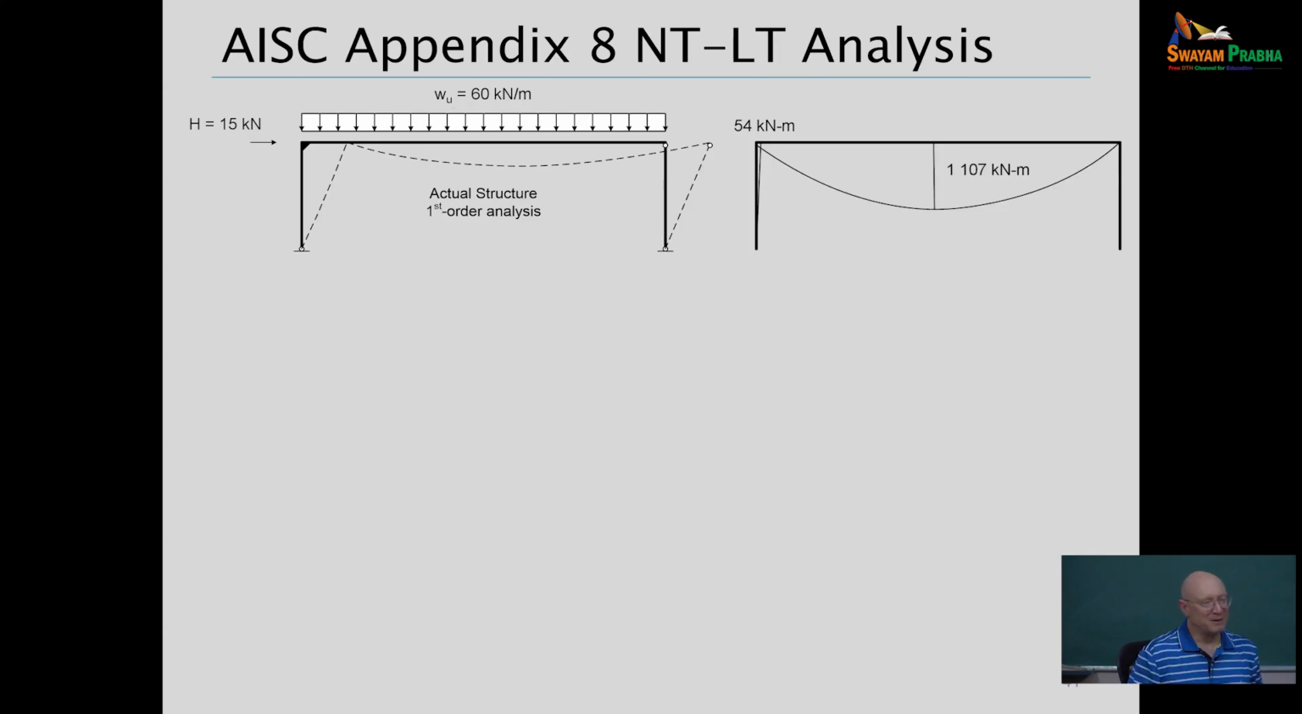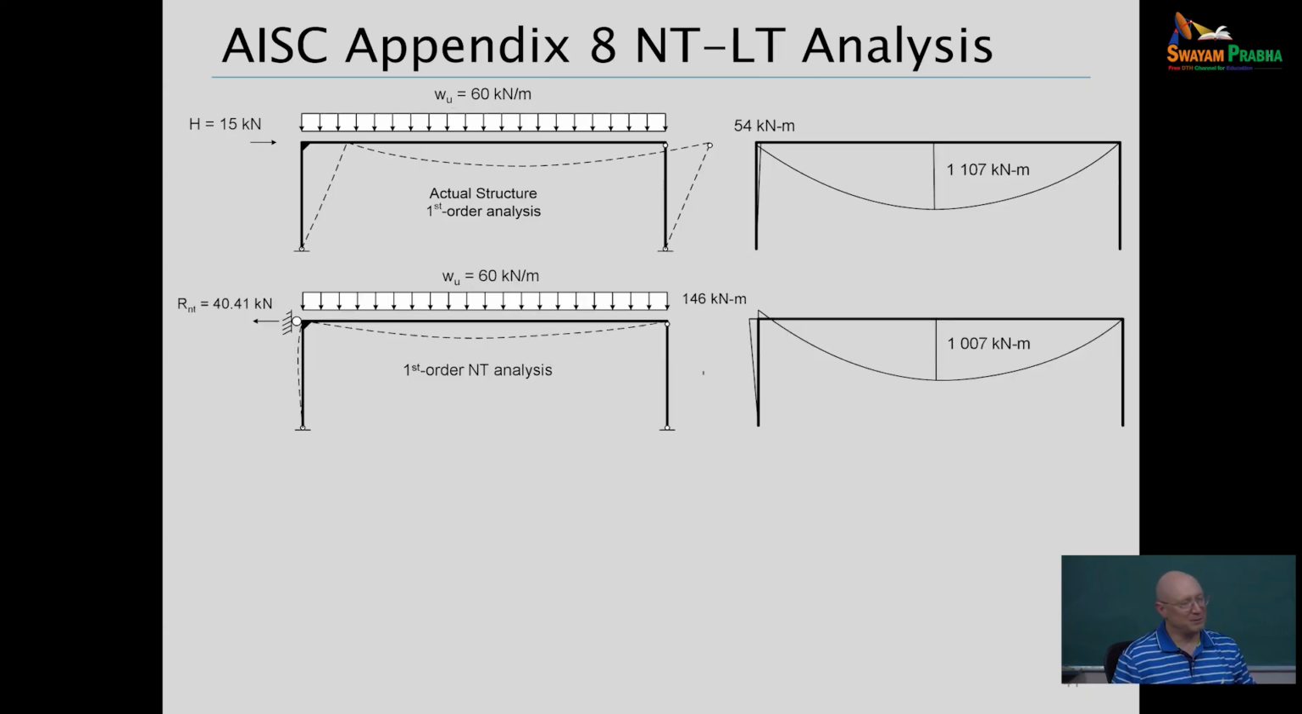And then another group of practicing engineers will say, no, we should have that in there. So it's been staying. All right. So NT-LT means we're going to first artificially restrain side sway. So we put in artificial or hypothetical supports at each of the story levels. Just one story here, but it could be multiple stories.